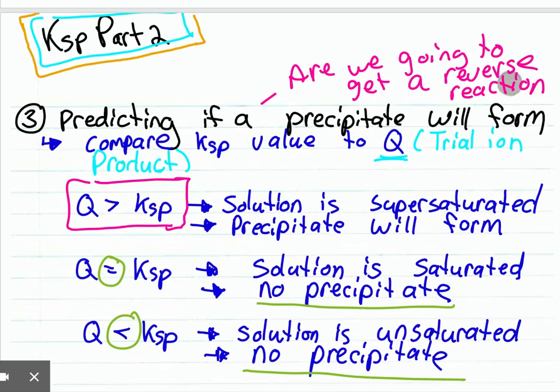Right, this is part 2 of looking at KSP problems. So just remember that our KSP is a solubility product constant, and KSP is an equilibrium constant for a dynamic equilibrium that is happening between an undissolved solid and its dissolved ions.